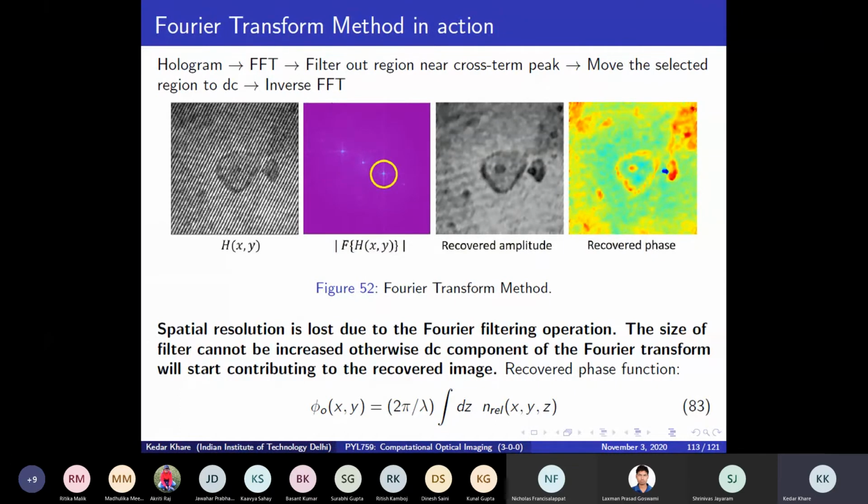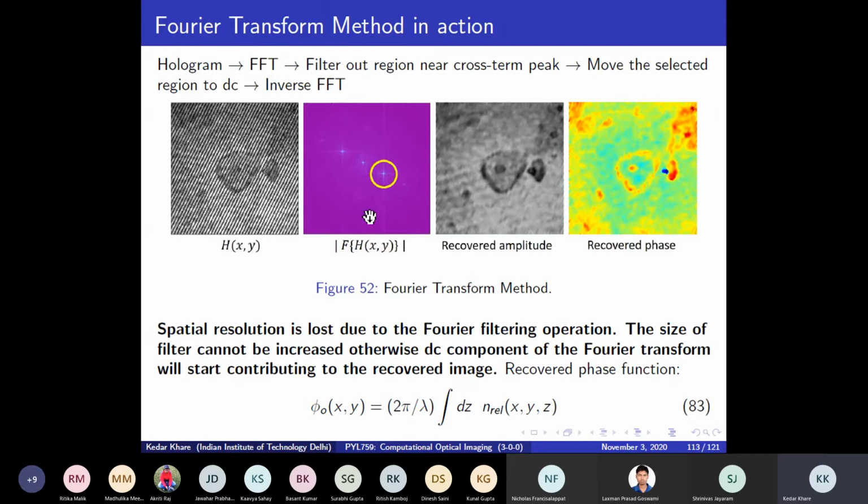What the Fourier transform method does is that you take the hologram, take its two-dimensional FFT, and then you will see that we are interested in information in this region. So what you can do is define a zero matrix, all zeros, and take all the values within this circle and put them at the center of that zero matrix. So you move the selected region within this circle to DC and make all other pixels in the Fourier domain zero.